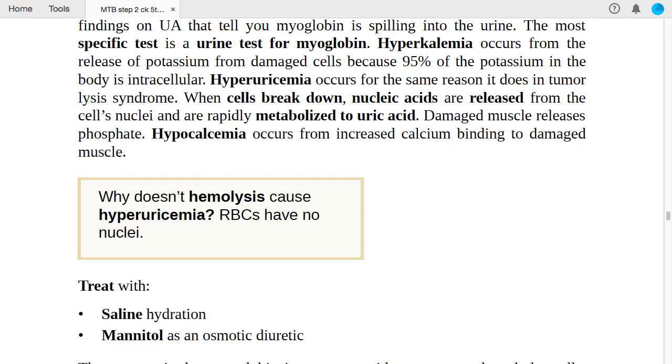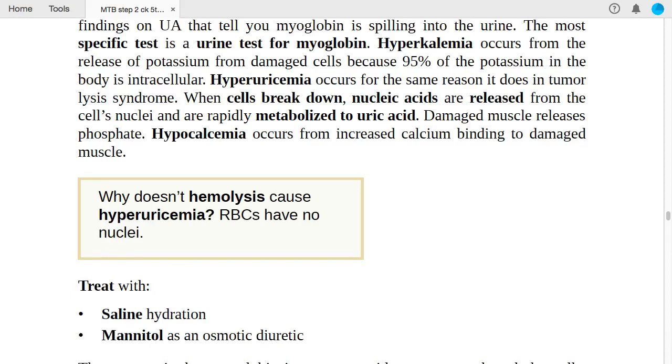Now, you have to treat the patient with saline hydration. If it's a case of acute tubular necrosis, you're going to give saline hydration and mannitol as an osmotic diuretic, because here we see concentrated urine. So, before the osmotic diuresis, we can give this mannitol, and we are going to give saline hydration.